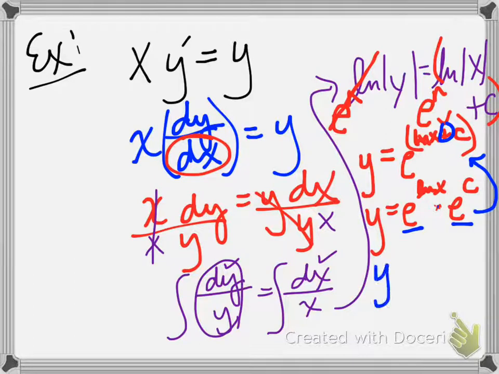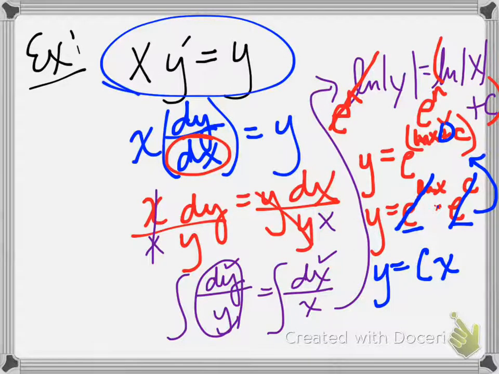Okay, and here's what gets most people. e is a constant, c is a constant, so e to the c is still a constant. And e to the ln x, e and the ln x are inverses, and so we're left with x. So when I integrated y prime equals x, I got y equals cx, which is linear, which may surprise you. Okay, you're going to see a little bit more of this, so let's try some more examples.